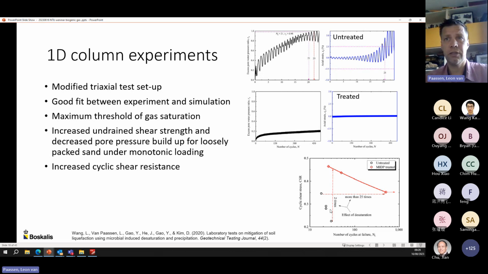We've done several cyclic triaxial tests and demonstrated that by desaturating our sample with just a 10% or 20% reduction in degree of saturation, we could increase the number of cycles until failure by 25 times, or in the other way around, increase the cyclic resistance at a given number of cycles by a factor of 2. That was significant evidence that yes, we can use desaturation to mitigate earthquake-induced liquefaction.